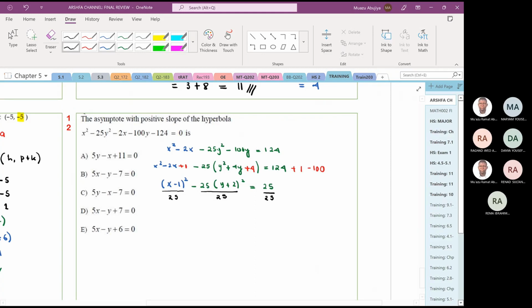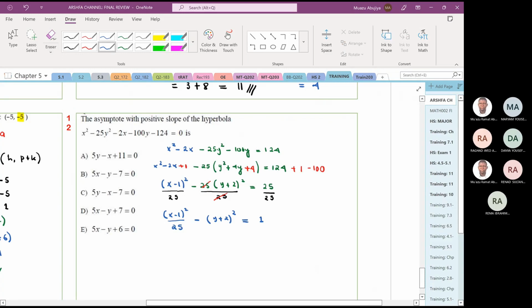So now, if we rewrite, we're going to get (x minus 1) all squared over 25 minus (y plus 2) all squared, because this cancels with this one. Okay, let me put it in the center. So we have y plus 2 all squared, and this will be equal to 1. This is what we have.